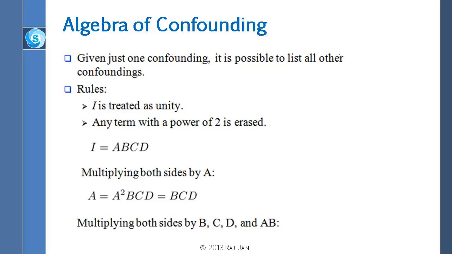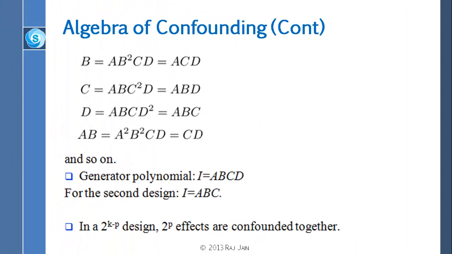Multiply by B, what do you get? B equal to what? ACD. And multiply by AB, AB equal to what? CD. Good, you got it. So this is the algebra, and this is how you can figure out all of the confoundings. And this is called the generator polynomial. The I equal to whatever it is, is called the generator polynomial.